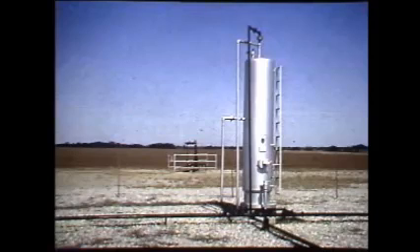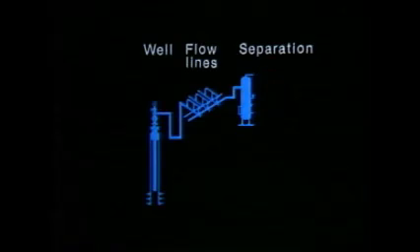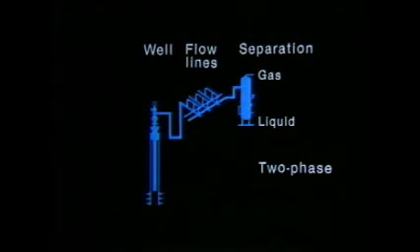Each type is more appropriate for a specific application, and its size depends on the volume of produced fluids to be handled. A 3-phase separator divides the production into gas, oil, and water. A 2-phase separator divides the produced fluids into gas and liquid. Let's observe the operation of a typical vertical 2-phase separator.